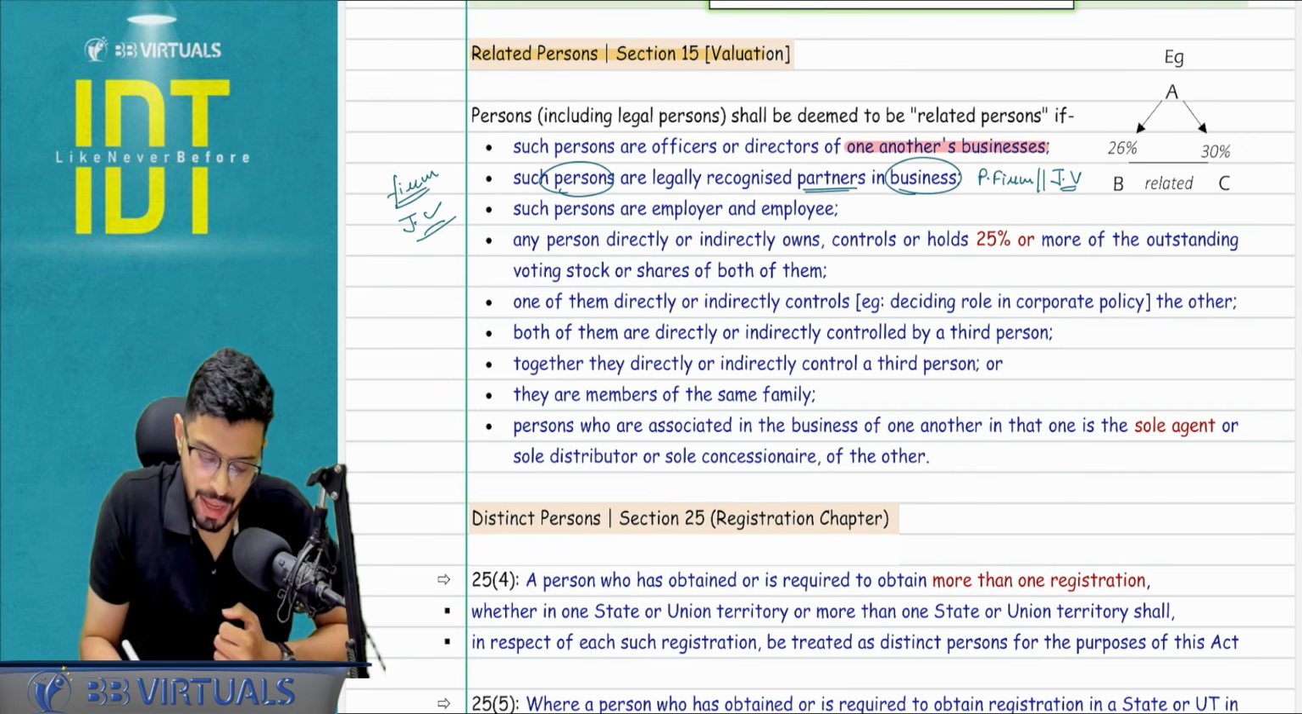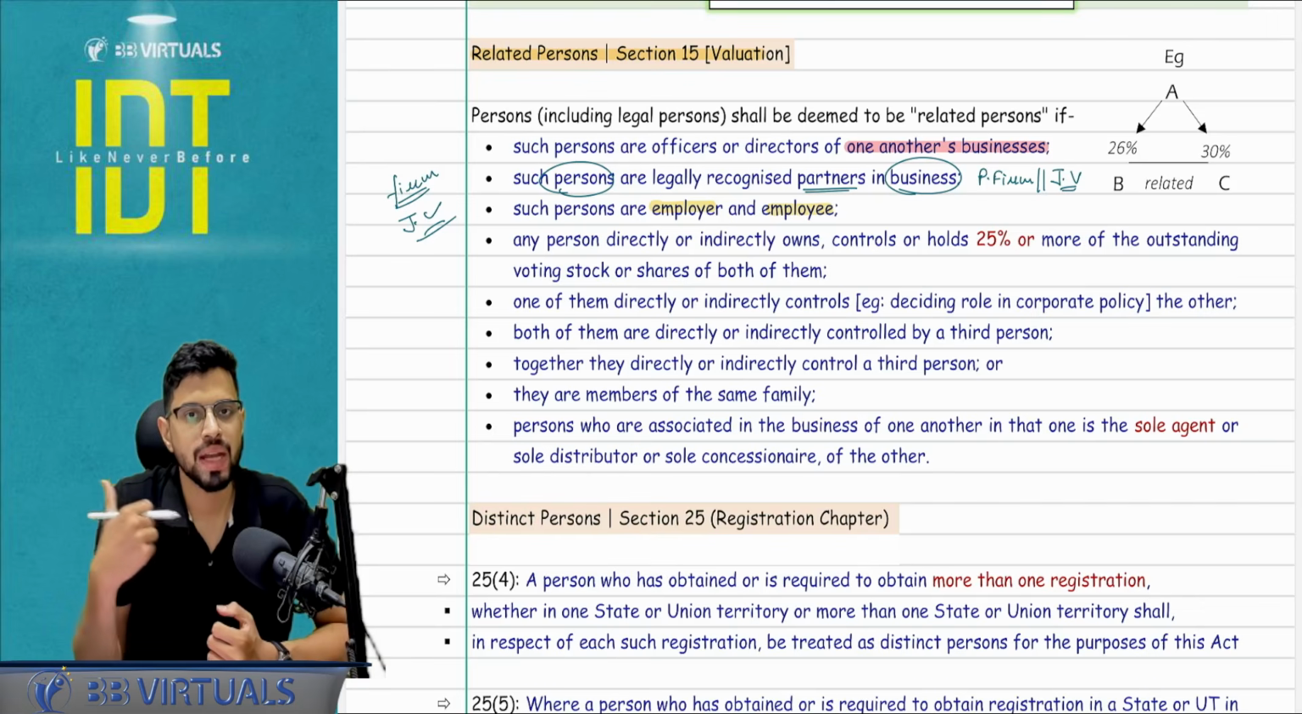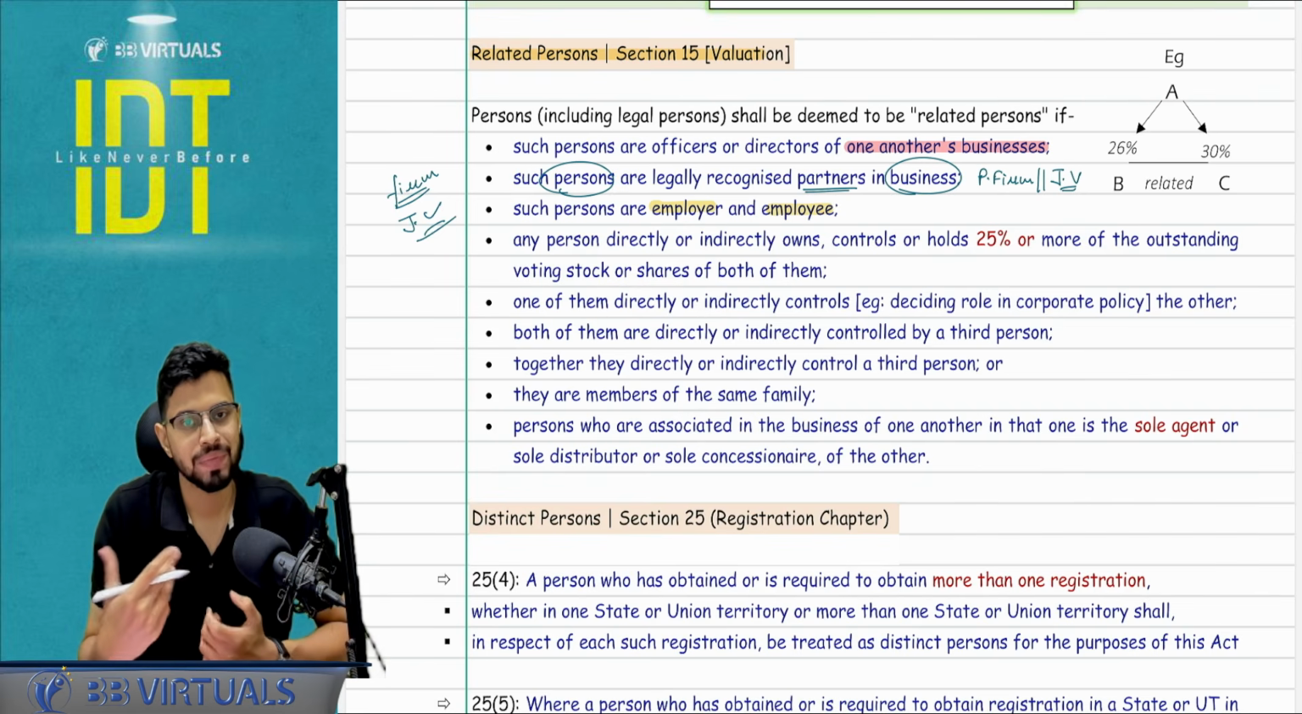Such persons are employer and employee. I am working in PwC. PwC and me are related persons.